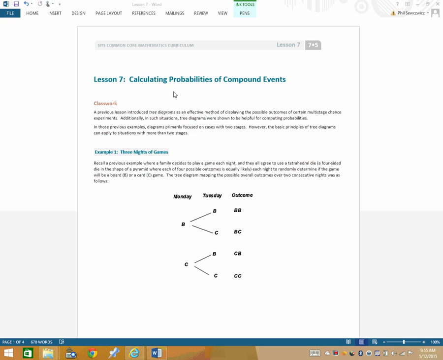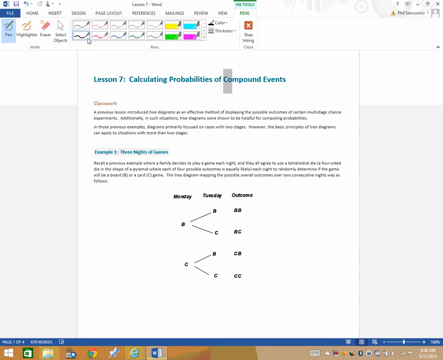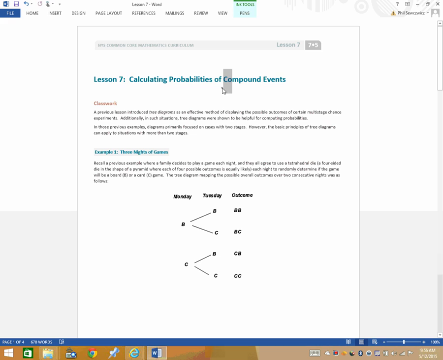All right, so today we are calculating probabilities of compound events. Now, compound events means more than one. So we've got more than one thing that's going on. It's not just this or this; it's this and this and this. So that's the part they're focusing in on today.